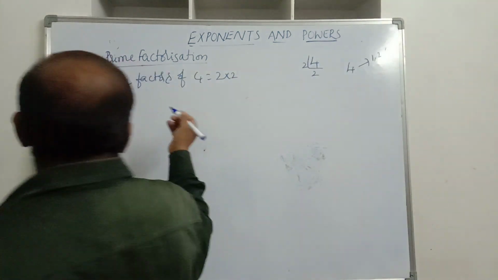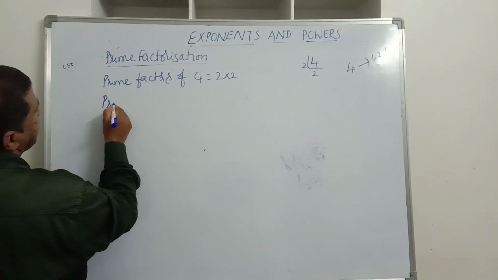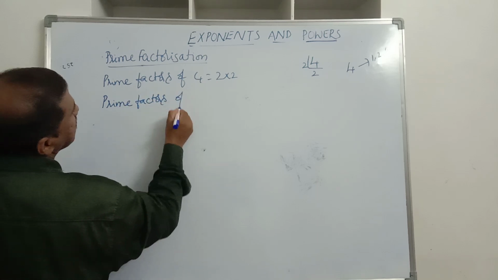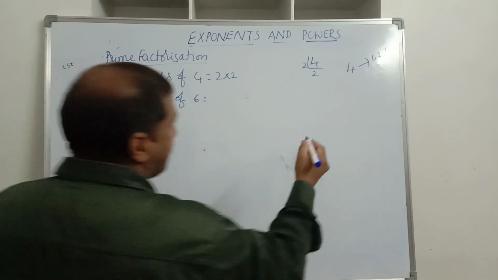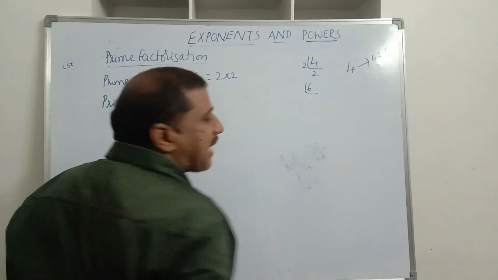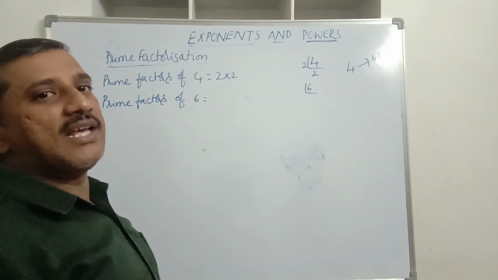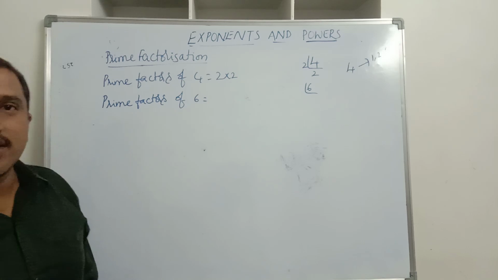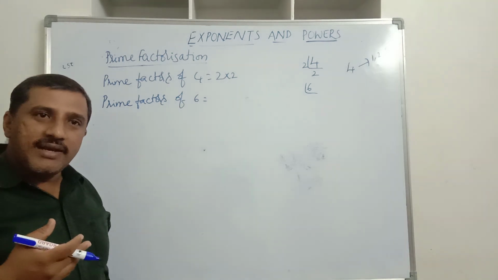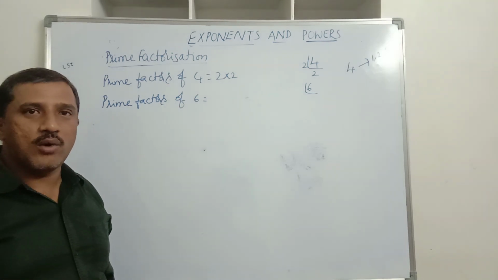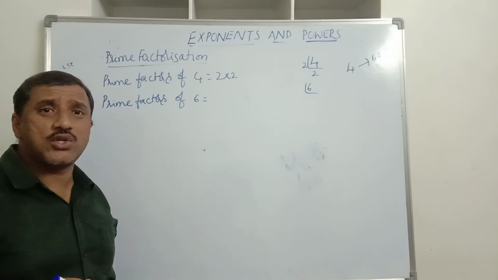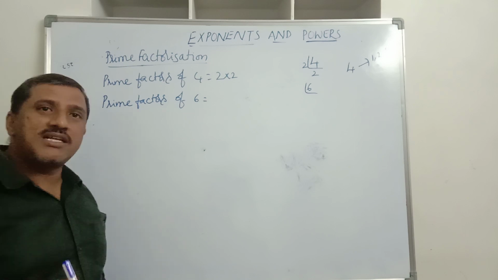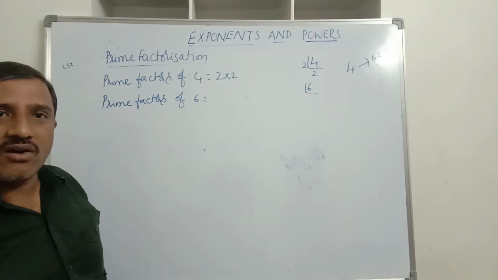Similarly, if you take prime factors of 6, we should divide with only prime numbers. So use divisibility rules here. Which is the first prime number? 2. Check whether it is divisible by 2 or not. What is the divisibility rule for 2? All even numbers are divisible by 2. It means that in the units place it should have either 0 or 2 or 4 or 6 or 8. Such numbers are divisible by 2. Otherwise they are not divisible by 2.